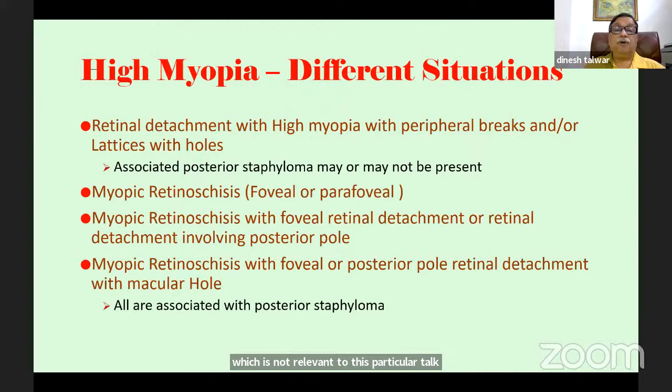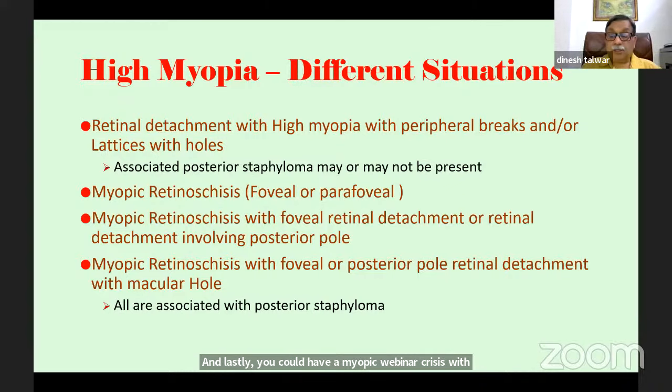Now, basically, when you have a patient with high myopia, this could be high myopia with a retinal detachment with peripheral breaks or say lattice with holes. Posterior staphyloma may or may not be there. And then you have 3 other categories, all of which are associated with posterior staphyloma: a myopic retinoschisis, which could be foveal or parafoveal, or a myopic retinoschisis with a foveal retinal detachment, or a retinal detachment involving the entire posterior pole. And lastly, you could have a myopic retinoschisis with a foveal or posterior pole retinal detachment with a macular hole.